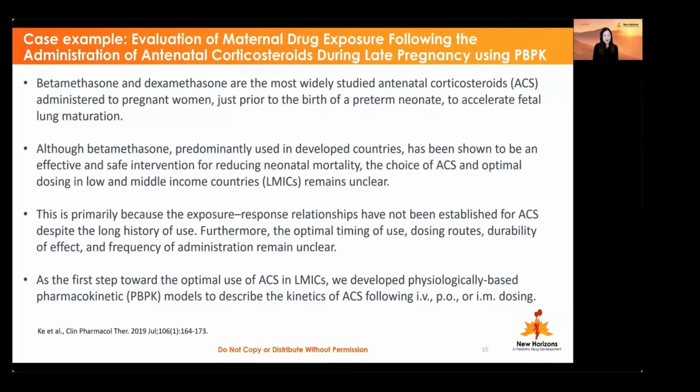And this is primarily because the exposure-response relationship has not been well established for these corticosteroids, despite the long history of use. In addition, the optimal timing of use, the dosing route and duration of the effect, and frequency of the administration remain unclear. So as a first step towards the optimal use of antenatal corticosteroids in low and middle income countries, we developed PBPK models to describe the kinetics of these two corticosteroids following IV, oral, and intramuscular dosing.